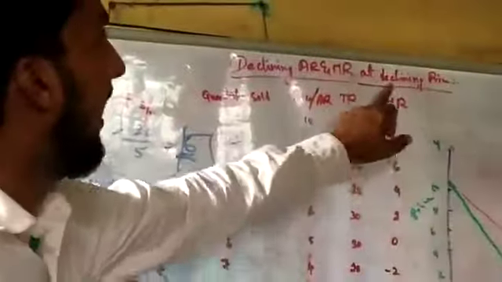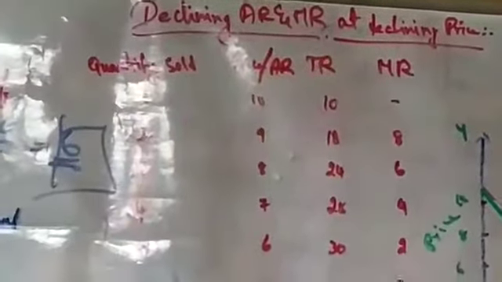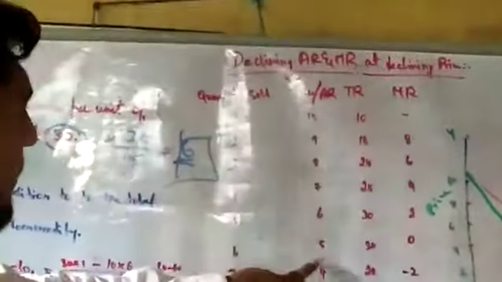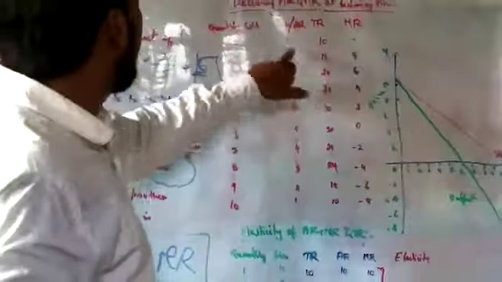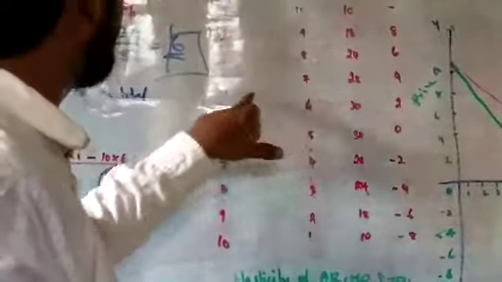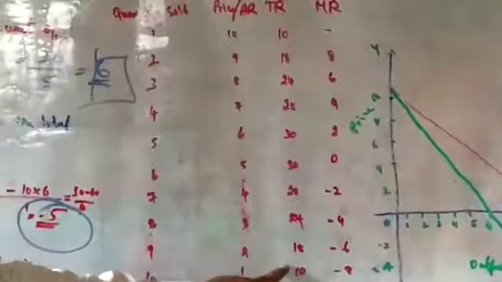What happens when there is a decline in the AR and MR at a declining price? So if the price is declining, how will the AR and MR fall? Quantity sold we have taken 1 to 10. Price and AR is 10, 9, 8, 7, 6, 5, 4, 3, 2, 1 in a diminishing order. Okay. Total revenue will multiply: 10 into 1, 9 into 2 is 18, 8 into 3 is 24, 7 into 4 is 28, 6 into 5 is 30, then 30, 28, 24, 18 and 10.